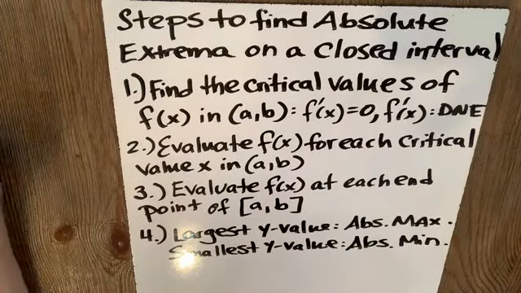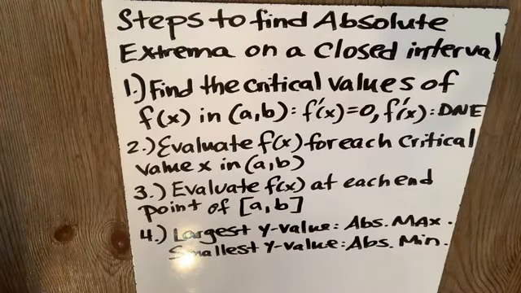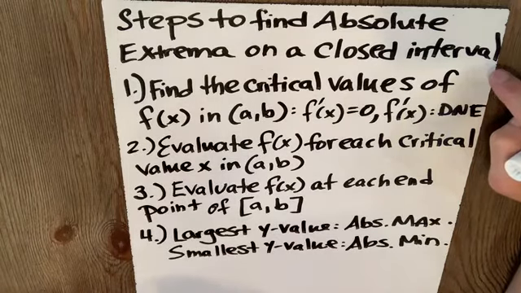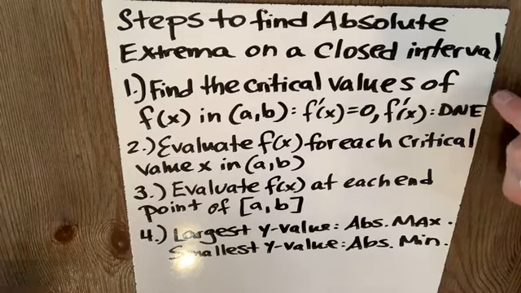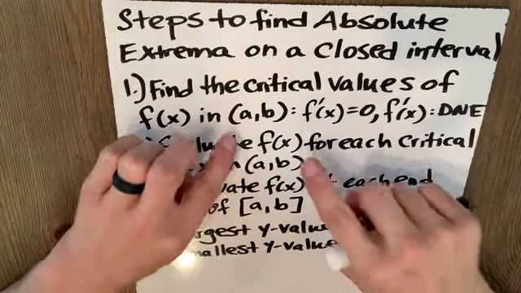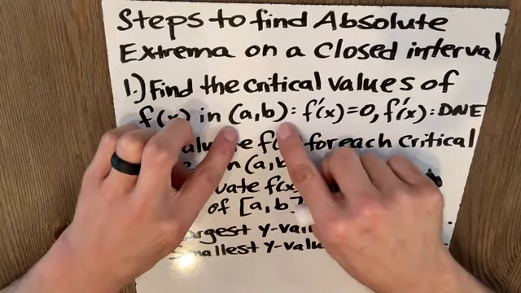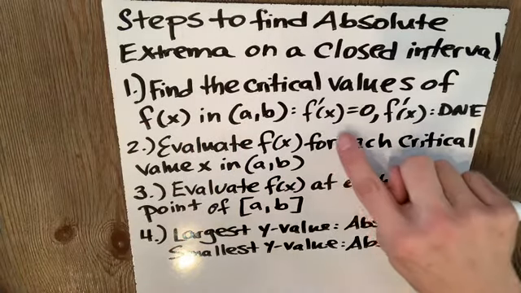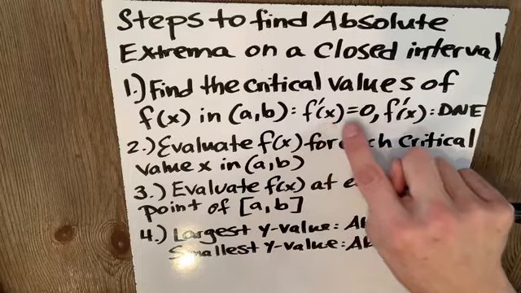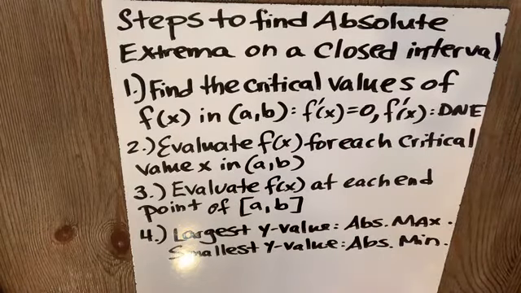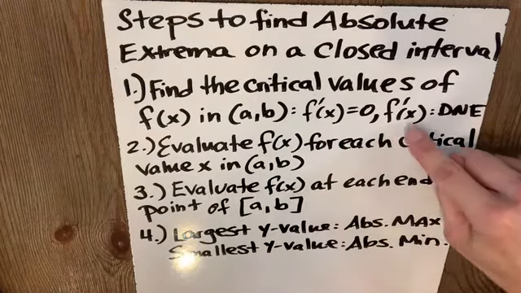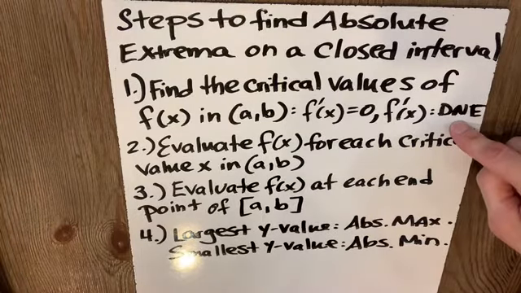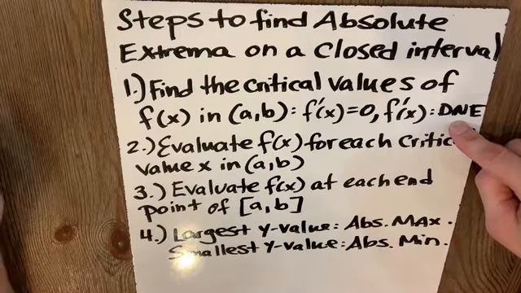Can we come up with a recipe to find the absolute extrema on a closed interval? Certainly we can. Number one, find the critical values of f of x in (a, b). Know this, that's the open interval. Don't include the endpoint a, don't include the endpoint b. So what are we going to do? We're going to set our derivative equal to 0 and solve. And we're also going to find where our derivative does not exist. That's probably the most important step.